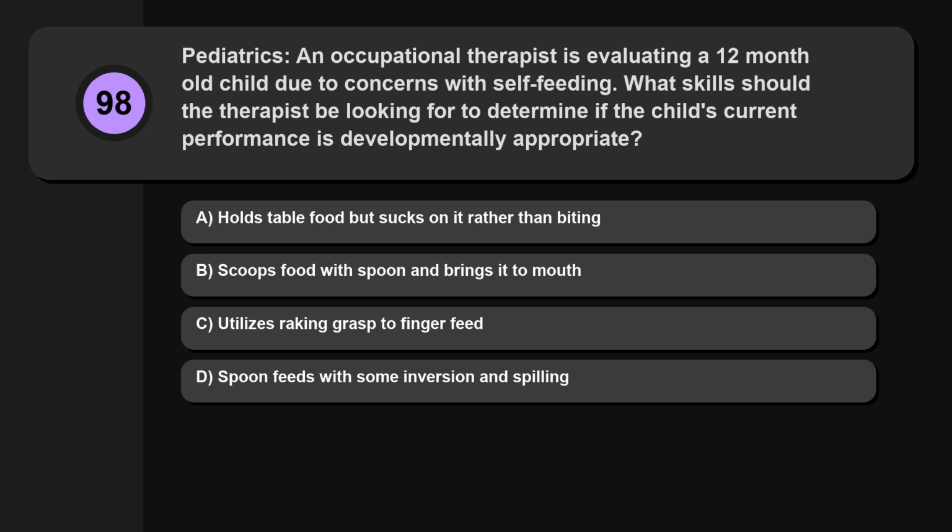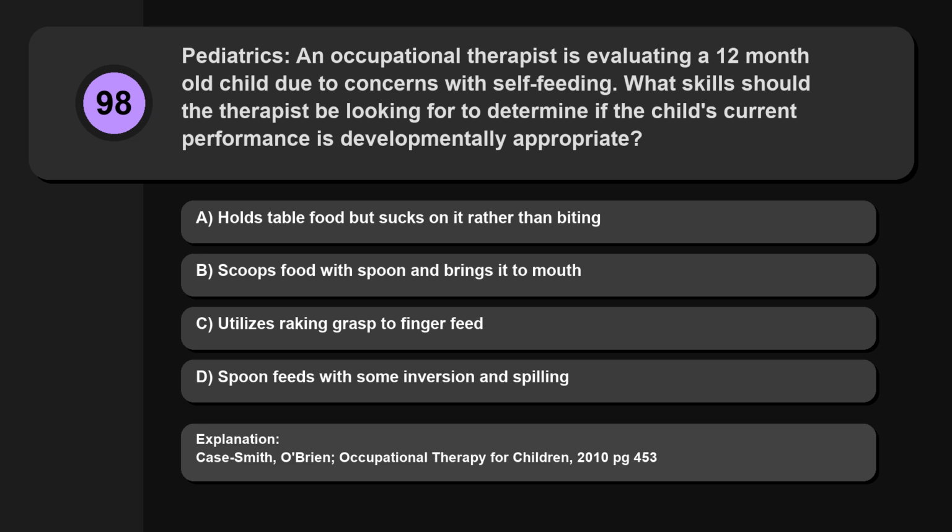Question 98. Pediatrics. An occupational therapist is evaluating a 12-month-old child due to concerns with self-feeding. What skills should the therapist be looking for to determine if the child's current performance is developmentally appropriate? Option A, holds table food but sucks on it rather than biting. Option B, scoops food with spoon and brings it to mouth. Option C, utilizes raking grasp to finger feed. Option D, spoon feeds with some inversion and spilling. The correct answer is option A. Case-Smith, O'Brien, Occupational Therapy for Children, 2010, page 453.